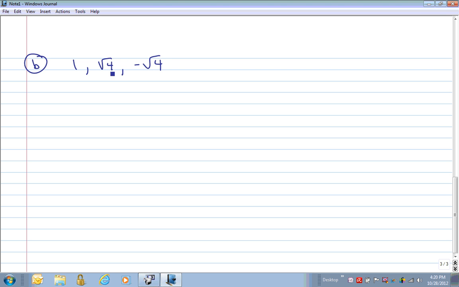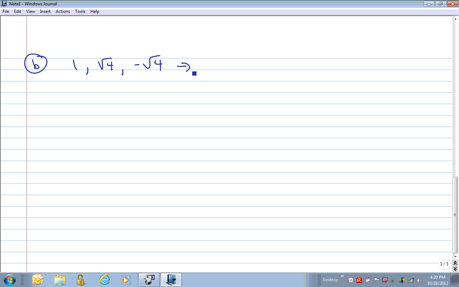Now, technically, the square root of 4 is 2, so you could have changed this to 2 and negative 2, but we're going to leave it with square roots right now just to practice what would happen if those weren't pretty numbers. Let's say they were 5s instead of 4s, what you would do.